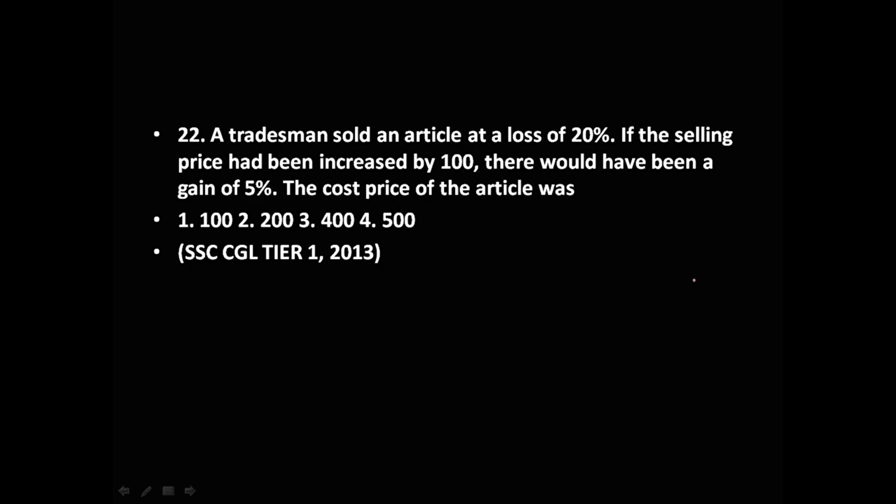a tradesman sold an article at a loss of 20%. If the selling price had been increased by 100, then there would have been a gain of 5%. The cost price of the article? So it's a simple one. In the first case, it was sold at 20% loss, whereas if you had a gain of 5%, it would be 5% plus, so with the increase in price, the difference of the price would be 100.